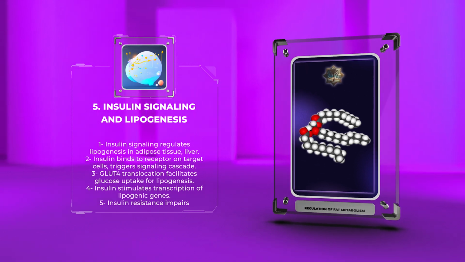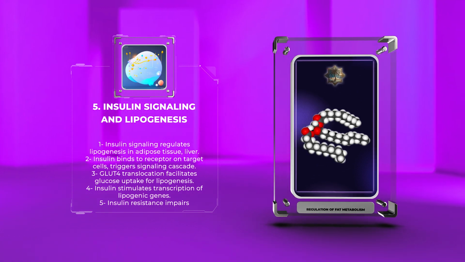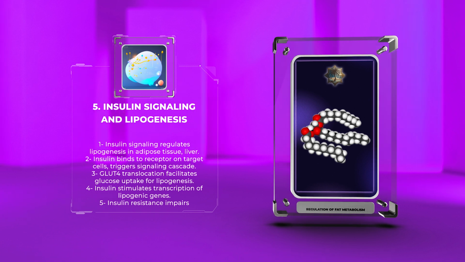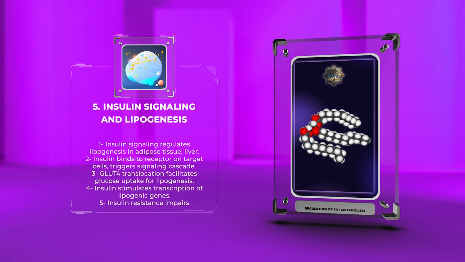Insulin also stimulates the transcription of key lipogenic genes, including acetyl-CoA carboxylase, ACC, and fatty acid synthase, FAS, through the activation of transcription factors such as SREBP1C and carbohydrate responsive element binding protein, ChREBP.